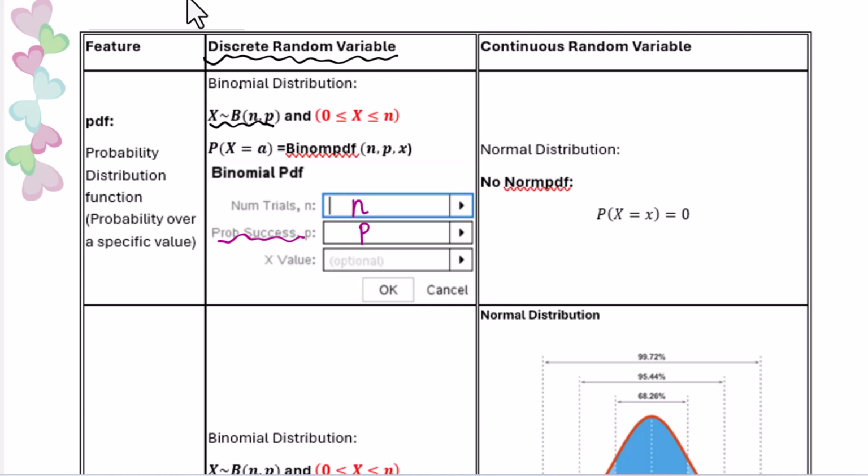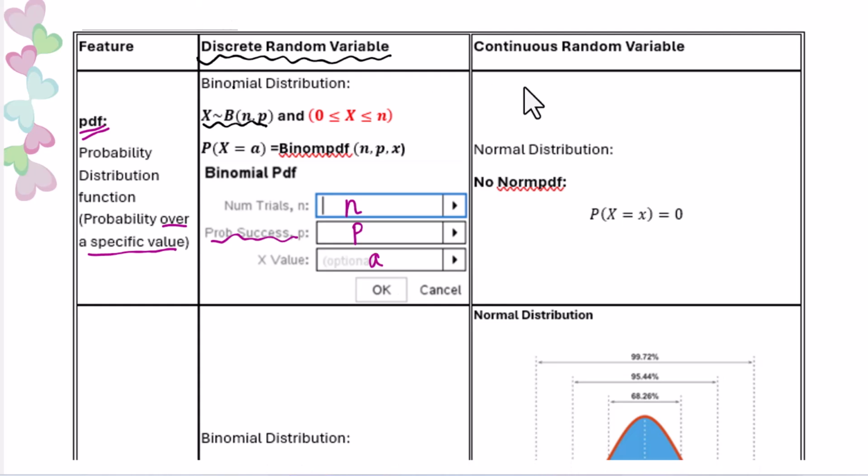When we're looking for the probability of a specific value, we've got to use binom PDF. PDF means the probability of a specific value.